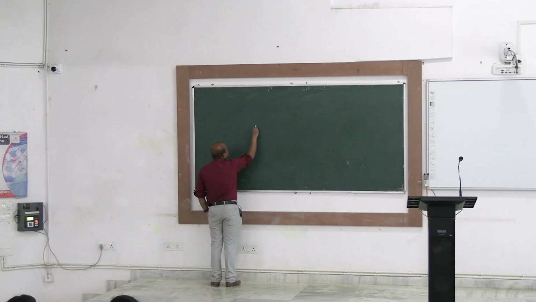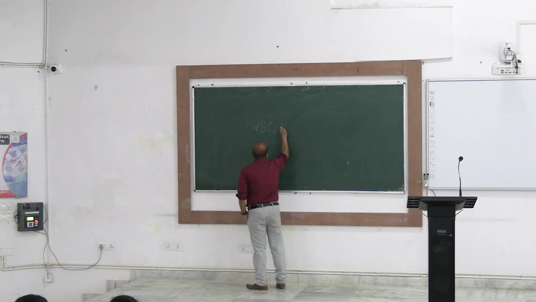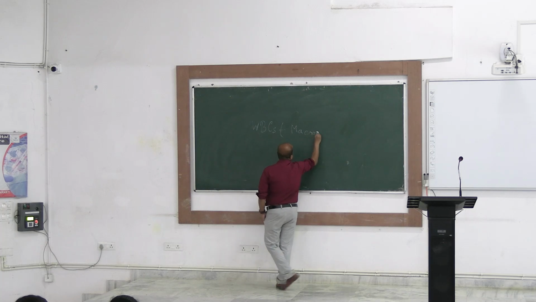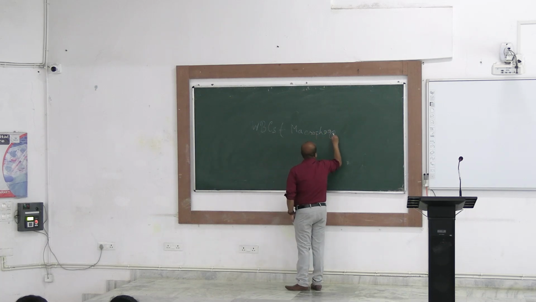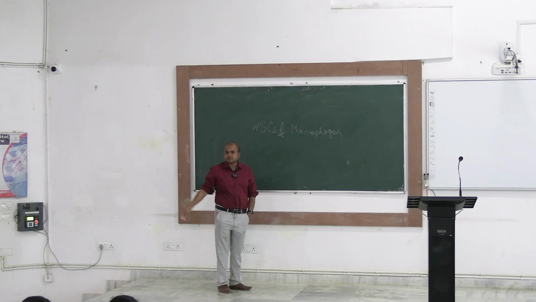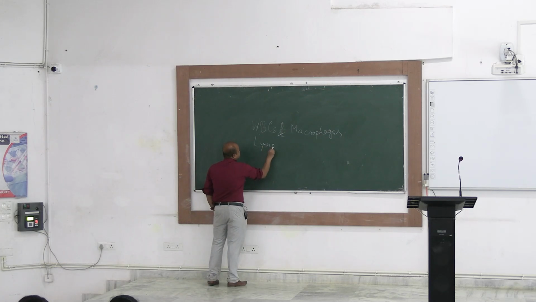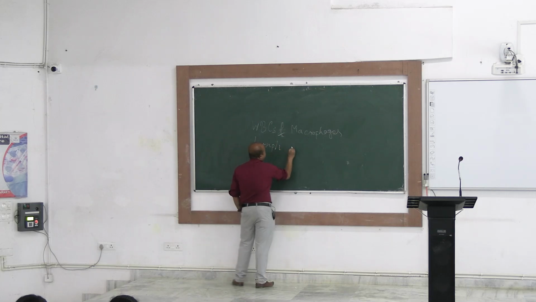So we'll discuss different types of WBCs, including macrophages. We can write WBCs and macrophages, white blood cells and macrophages. Then lymph and lymph nodes.